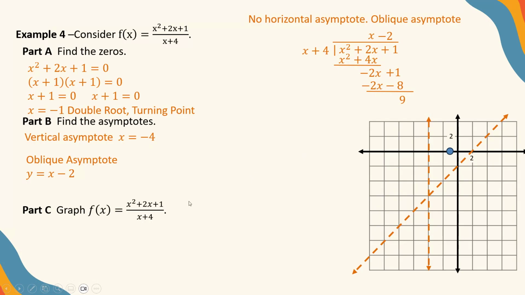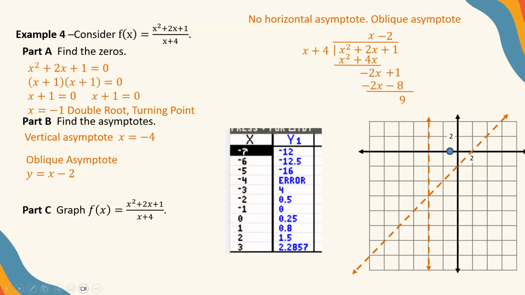And then to graph it, we would need to create a table. I just use my graphing calculator to make a table, and then I would plot points from that table. And here's what the two curves of our hyperbola would look like.